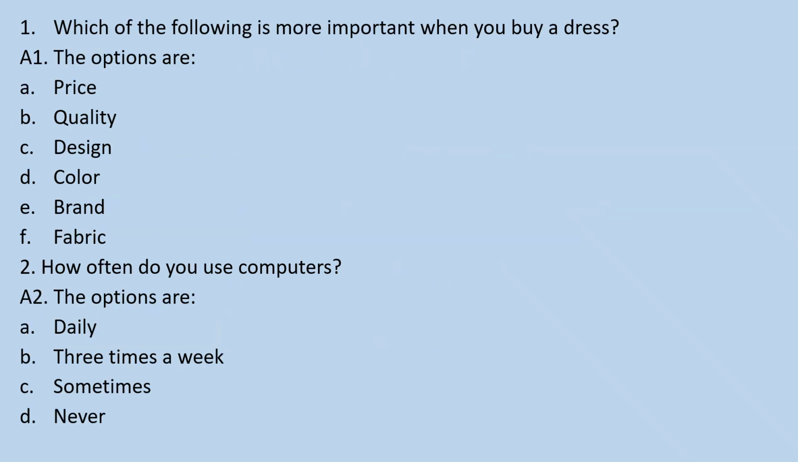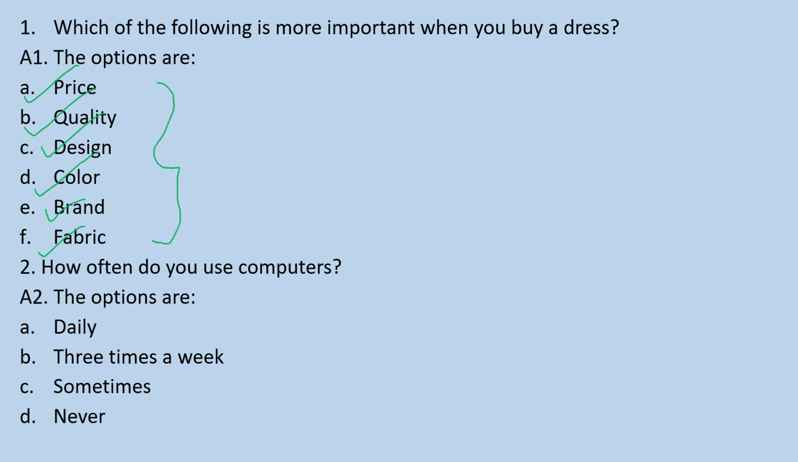The first question is: which of the following is more important when you buy a dress. So what can the options be? When we buy a dress, we see the price of the dress, we see the quality of the dress, we see the design or the style of the dress, we see the color of the dress, we see the brand, we see the fabrics. So these are some of the options which we mostly see when we buy a dress.